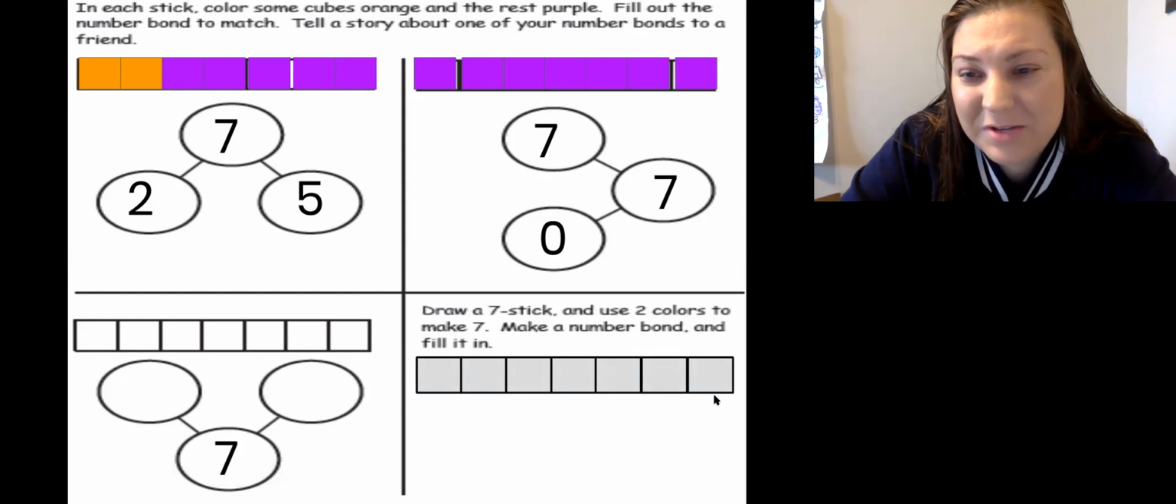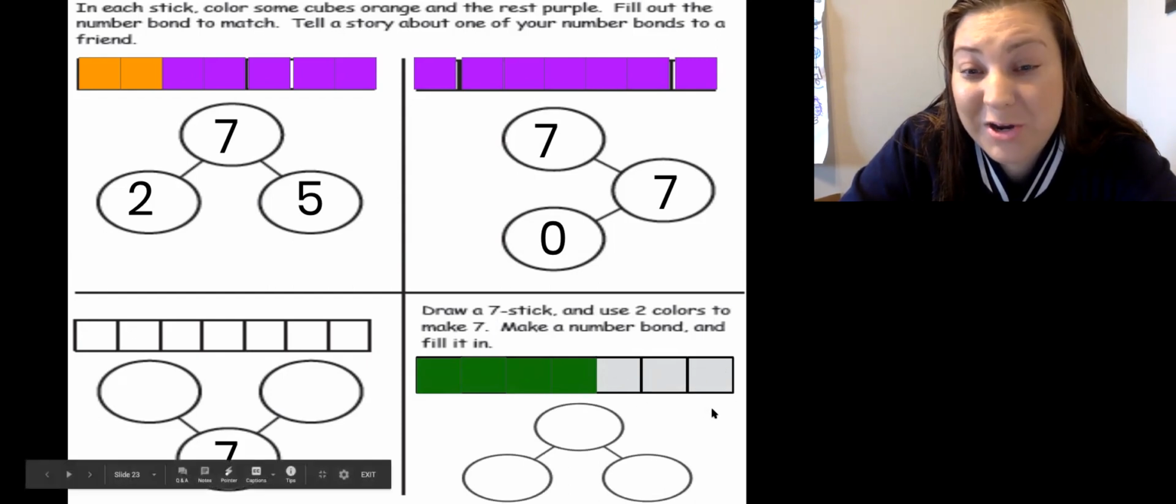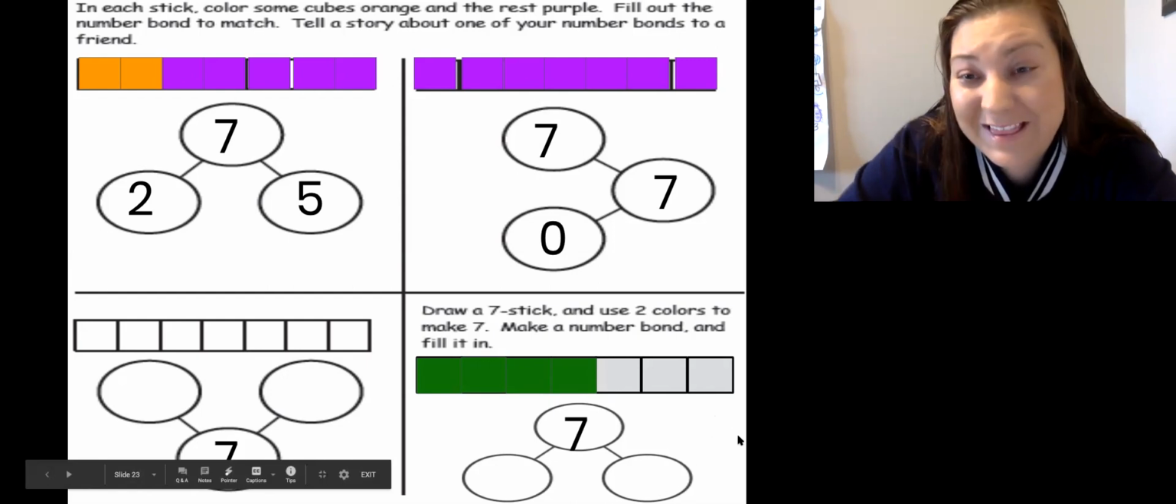And then I'm going to use 2 different colors to fill it in. So I'm going to color 4 green and 3 I'm going to leave white. Now draw your number bond and fill in the numbers. So we have 7 altogether. 4 of them are green and the other part is 3. Go ahead and write that in.